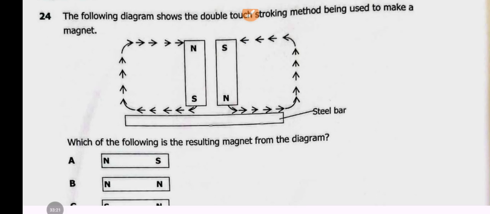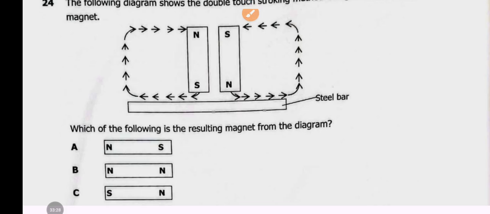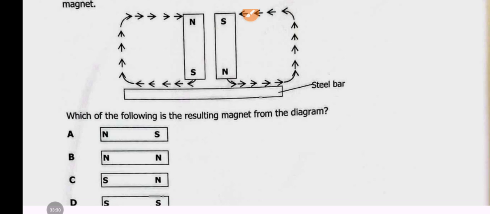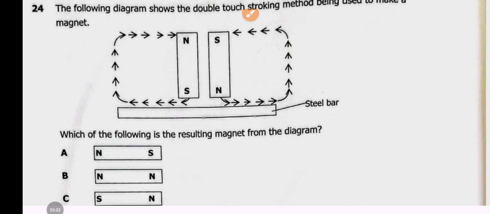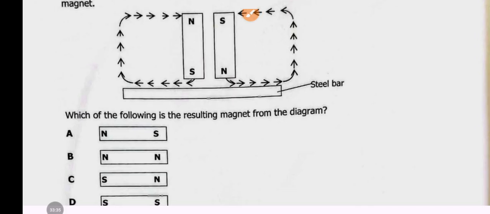Alright. Question 24. The following diagram shows the double stroking method being used to make a magnet. Which of the following is the resulting magnet from the diagram?